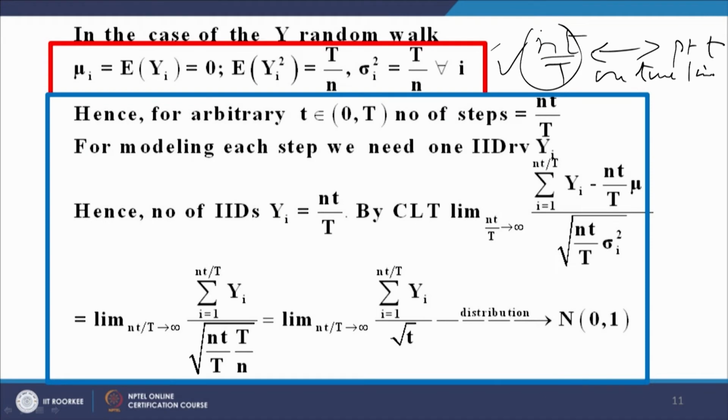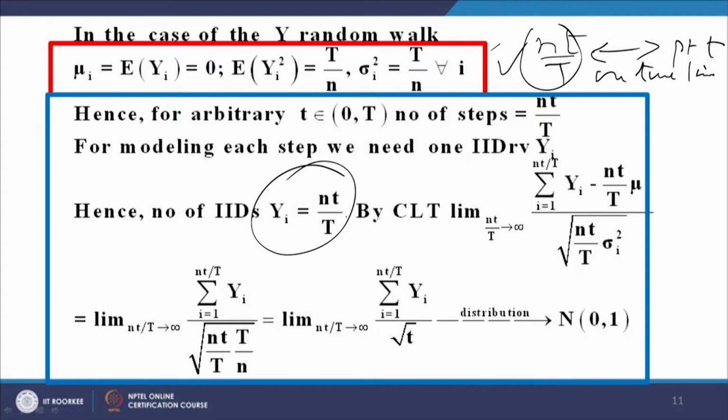So, n t upon capital T number of steps will give you a point which is small t away from t equal to 0 on the timeline. So, we are applying the central limit theorem using this point as the reference point, and this point is n t upon capital T number of steps away from the origin, time steps, please note this, and therefore, we will need n t upon capital T number of y variables to model the entire stochastic process from 0 to small t. Each time step has to be modeled with one random variable, because the process will undergo a transition at the end of each time step, and then the transition needs to be modeled by a random variable.